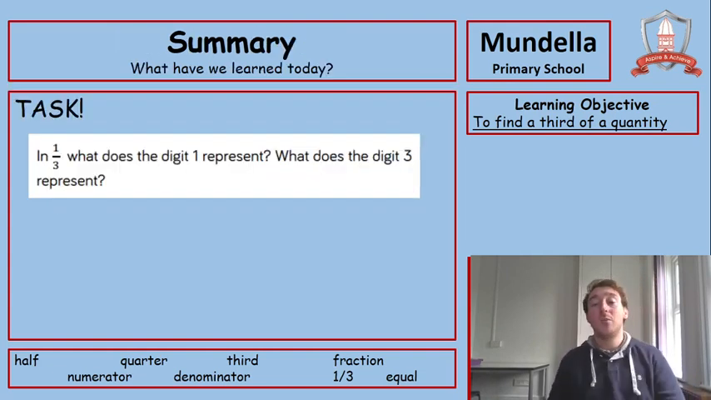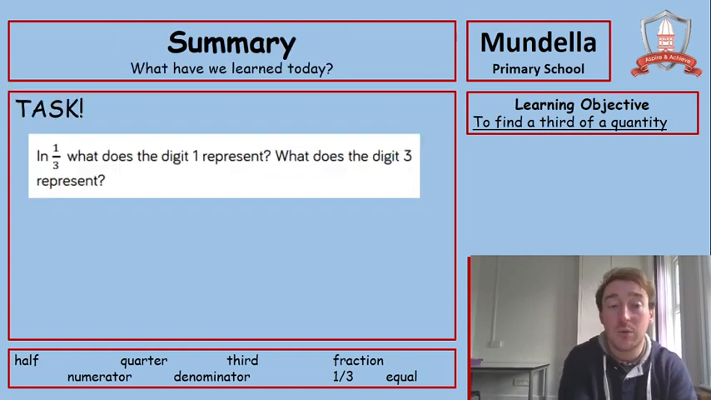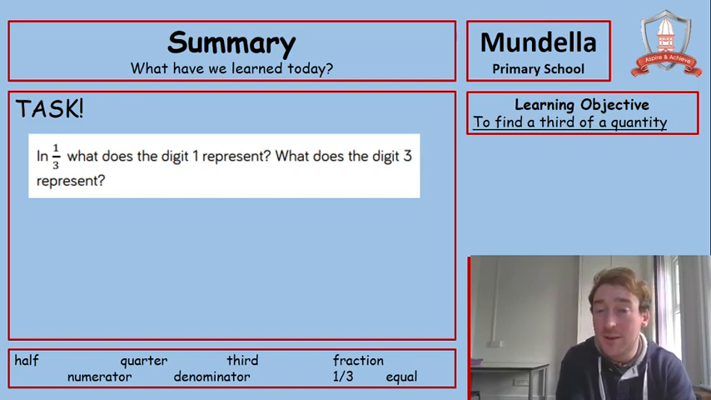So today we have learned how to find a third of a quantity, but I just want you to remind yourself in your books what that actually means. So our task that I will leave you with today says, in 1/3, what does the digit 1 represent? And what does the digit 3 represent? Think about number of parts and total parts altogether.